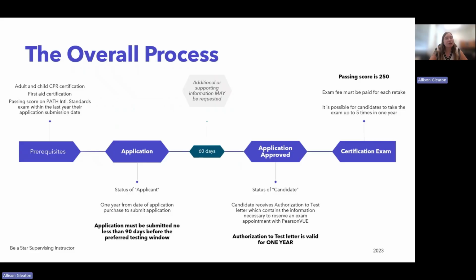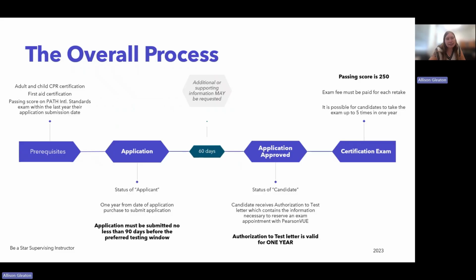The candidate will receive an authorization to test letter upon payment of the CTRI exam fee, and that authorization to test letter contains the necessary information to reserve an exam appointment with Pearson VUE, the facility that is administering the exam for us. The authorization to test letter is valid for 1 year from the date their application is approved. So even if an applicant wants to pay for and take their test later, the authorization to test letter will still be valid for 1 year from the application approval date.